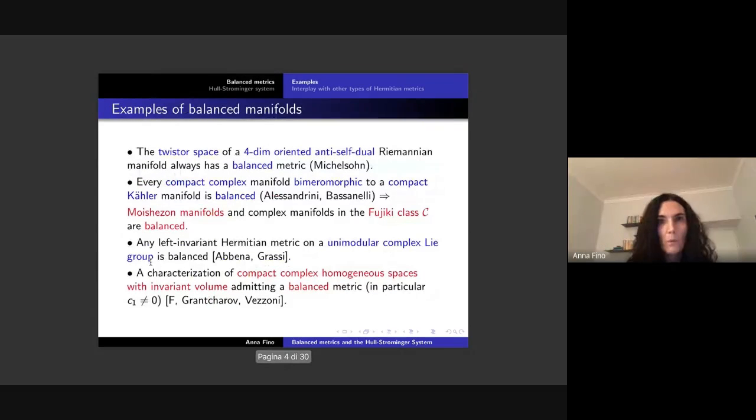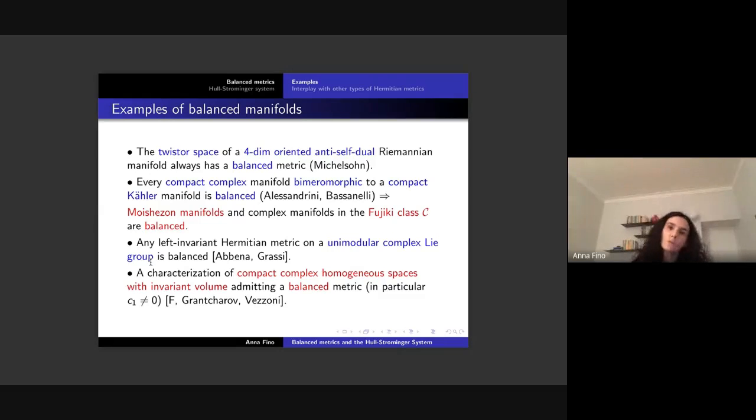What about examples of balanced metric manifolds? If one starts with a 4-dimensional oriented anti-self-dual Riemannian manifold and takes the twistor space, so you take the bundle of almost complex structures which are compatible with the Riemannian metric and with the orientation, that always has a natural balanced metric. That was shown by Michelsohn.